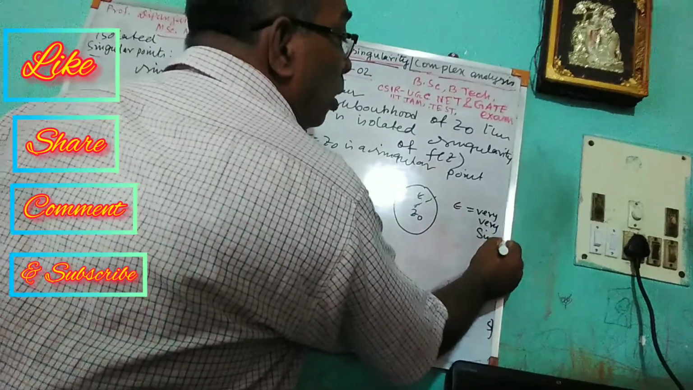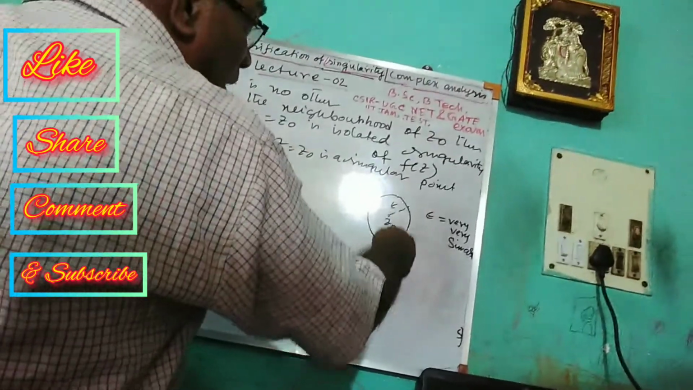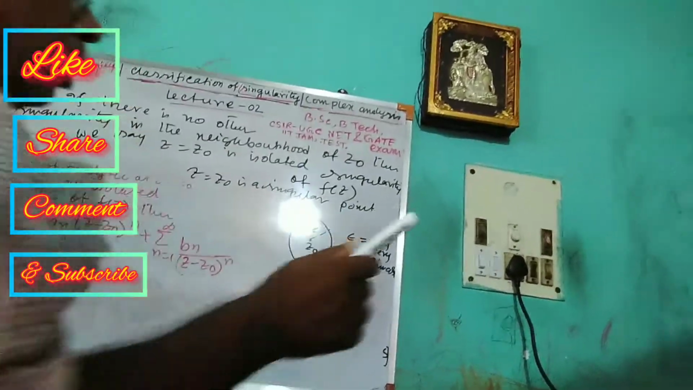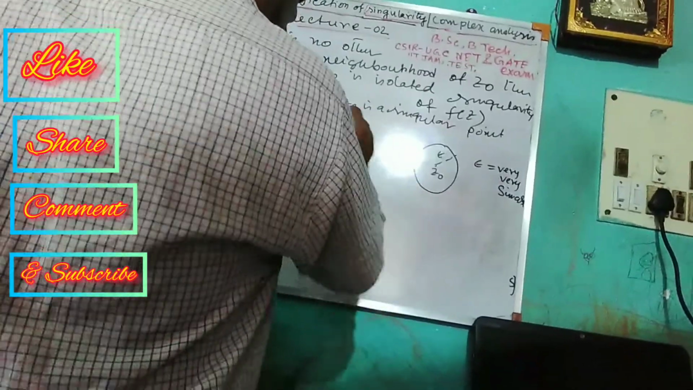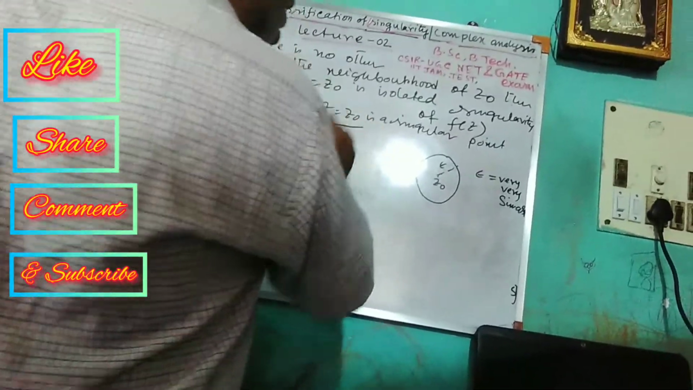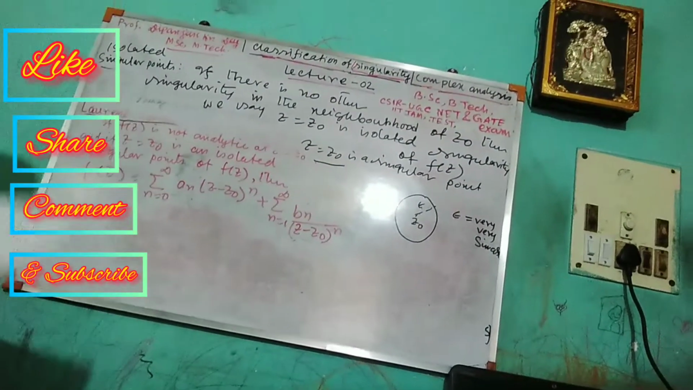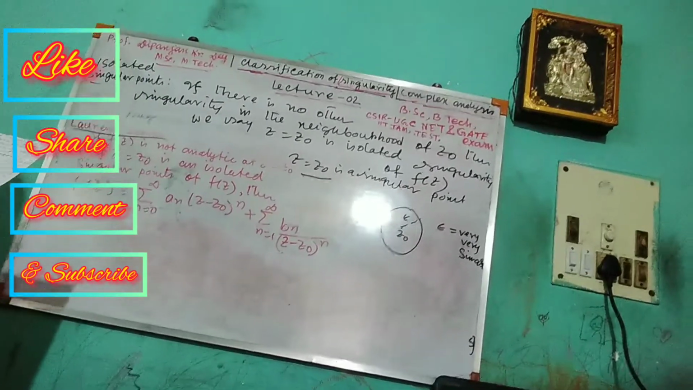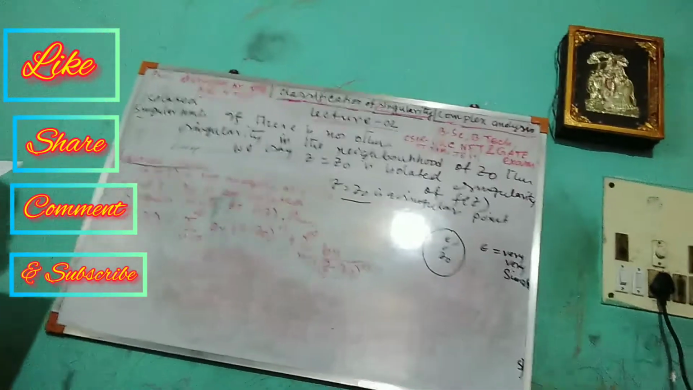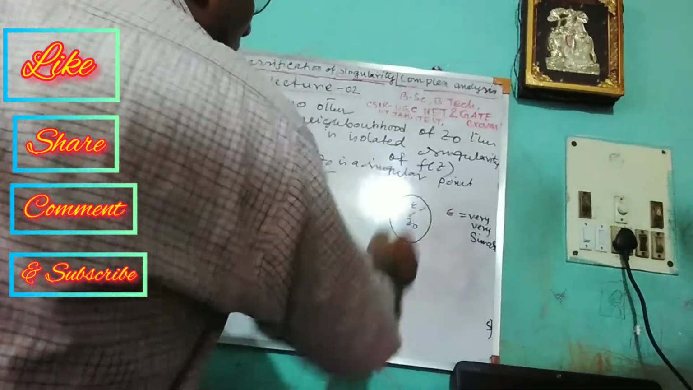Very, very small. So then, in this neighborhood, in this circle, there will be no other point of singularity. Only z equal to z0 is a singular point. That is, there are no other singular points of f(z) within that circle.